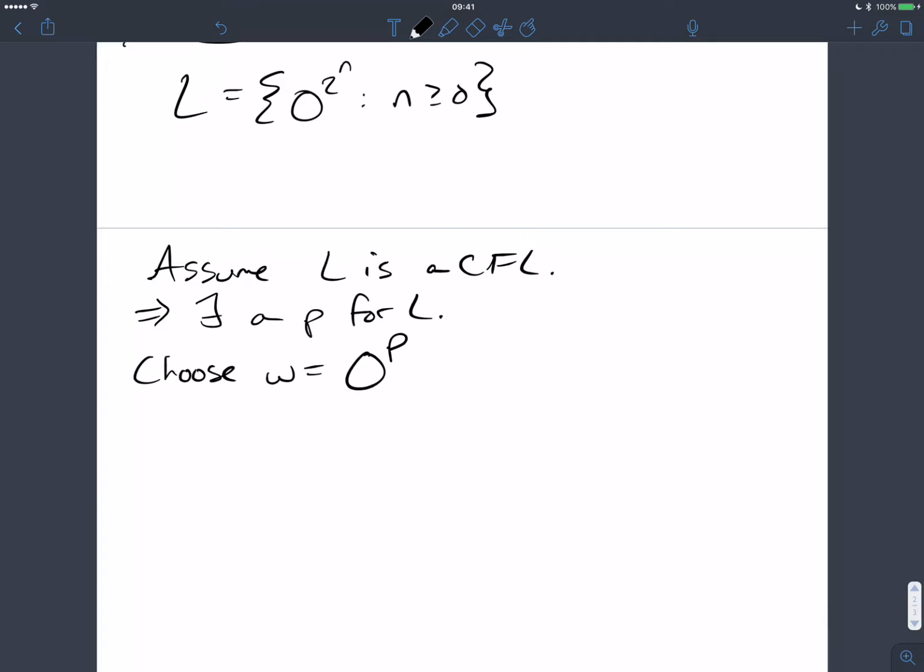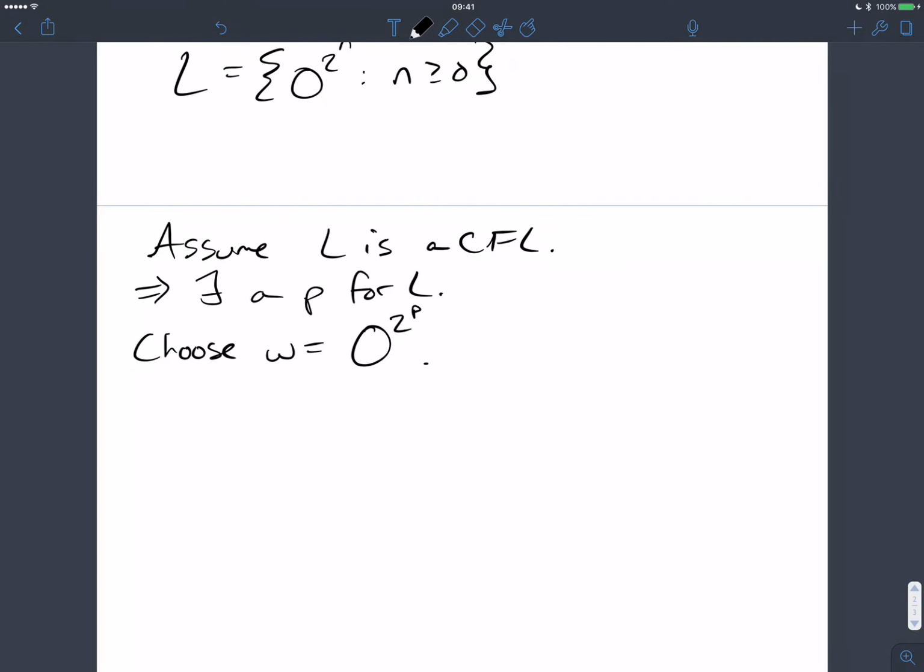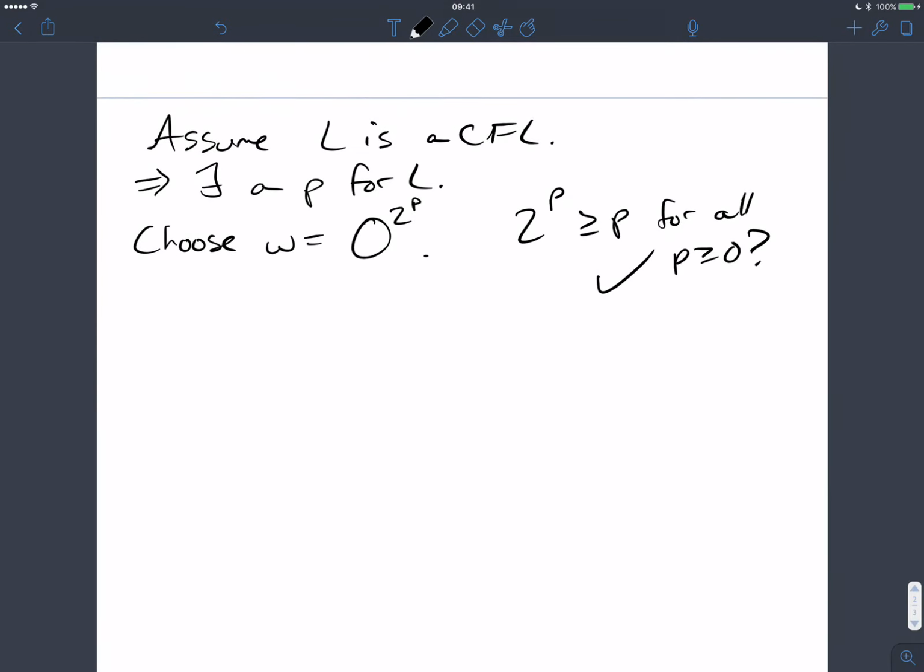Well, it is long enough, but I don't know if it's a power of 2 or not. It may or may not be. So we've got to do both. 0 to the 2 to the p, that's a perfectly valid string, as long as I pick something that's in the language and long enough. Well, it's certainly in the language. That's no problem. But is it long enough? Well, is 2 to the p bigger than p for all p at least 0? Check the cases. 0: 1 is bigger than 0, fine. 1: 2 is bigger than 1, fine. And then it just doubles from there on. So therefore that's true, and it is long enough.